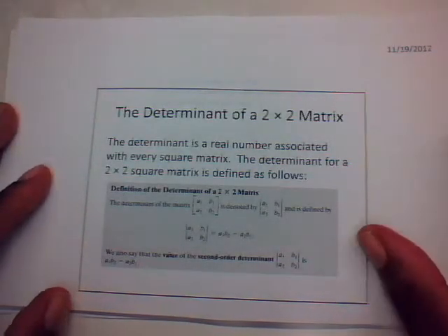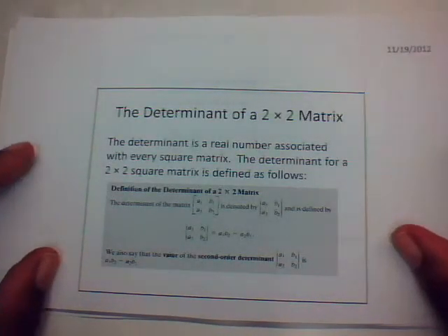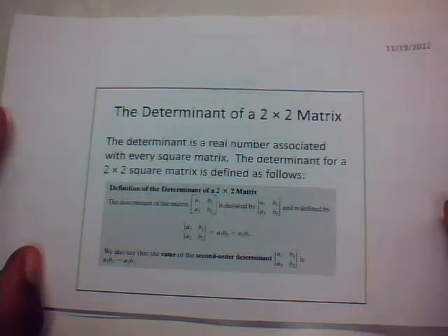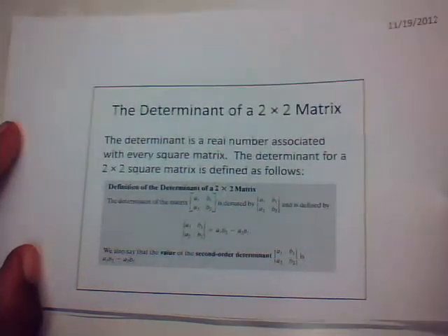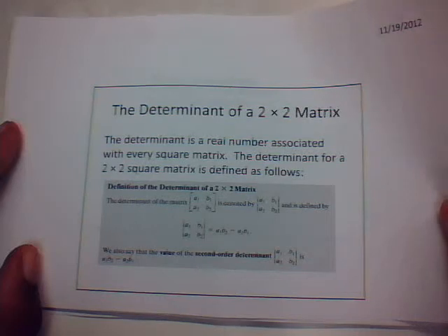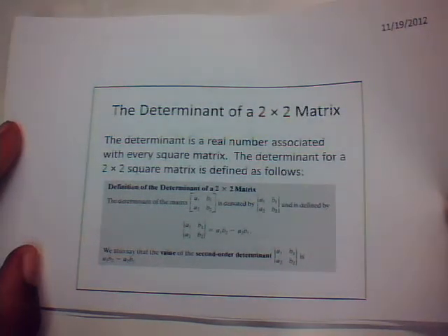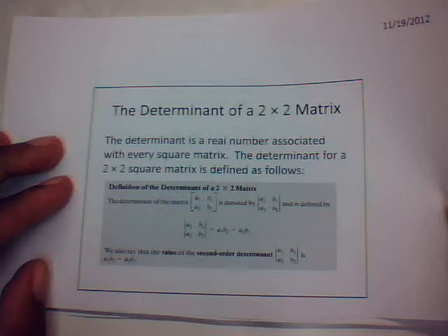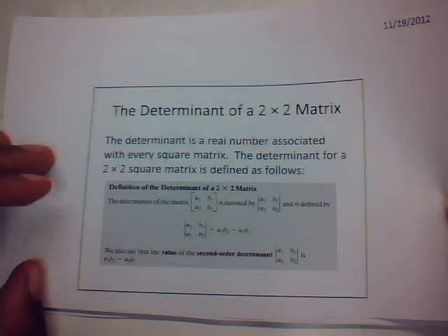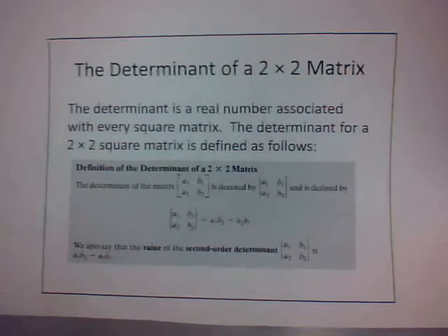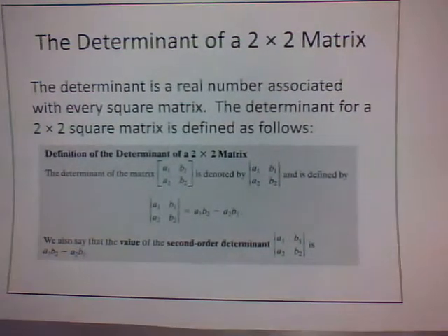Okay, now let's look at the determinant of a 2 by 2 matrix. Sometimes it's called a square matrix. Here the determinant is a real number associated with every square matrix. And the determinant of a 2 by 2 square matrix is defined as follows. In this case, this is the definition here.